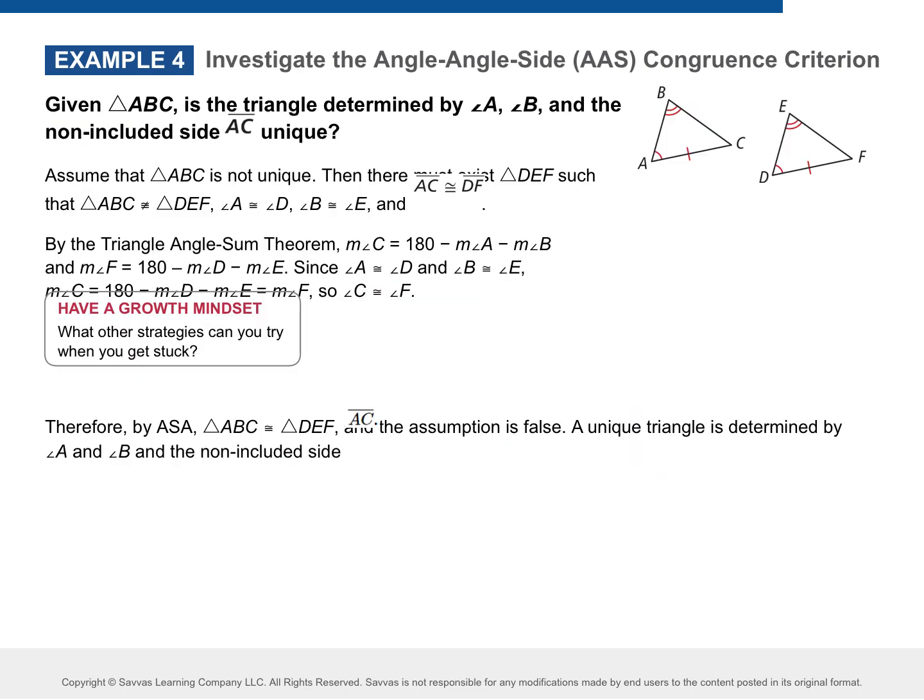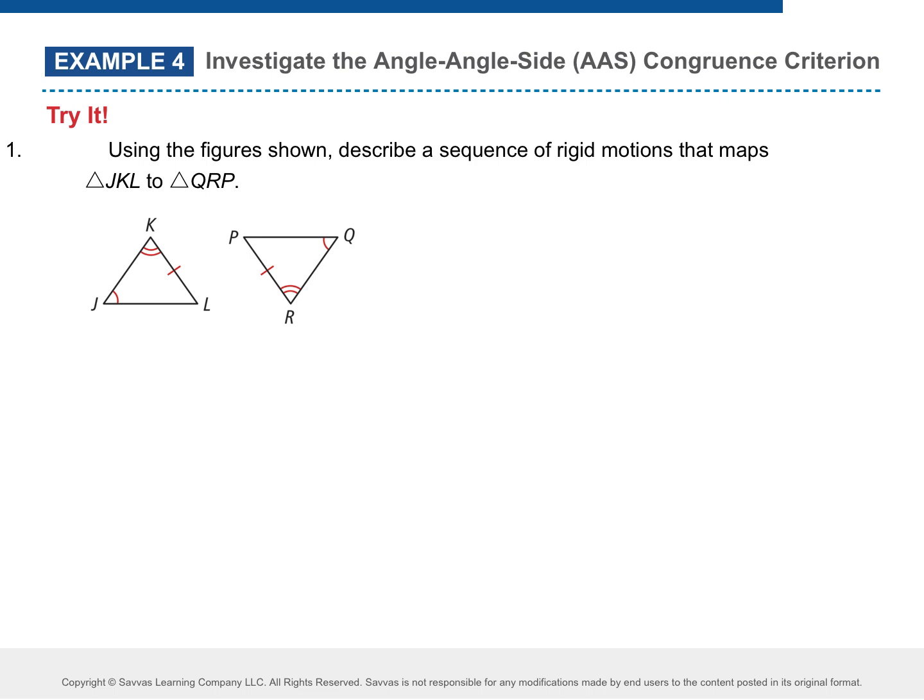We are now going to look at our last property, angle, angle, side. Okay? Again, does order matter? Yes. So looking at these two triangles, do they go in the order of angle, angle, side? Looking at example 4. They do. This does satisfy angle, angle, side. Write a congruence statement that satisfies those two triangles.